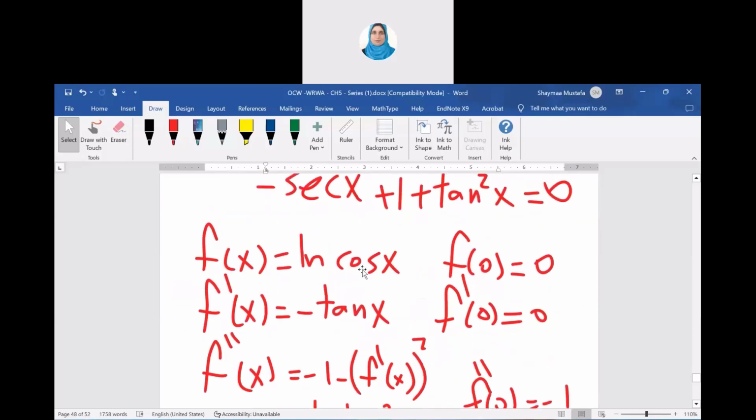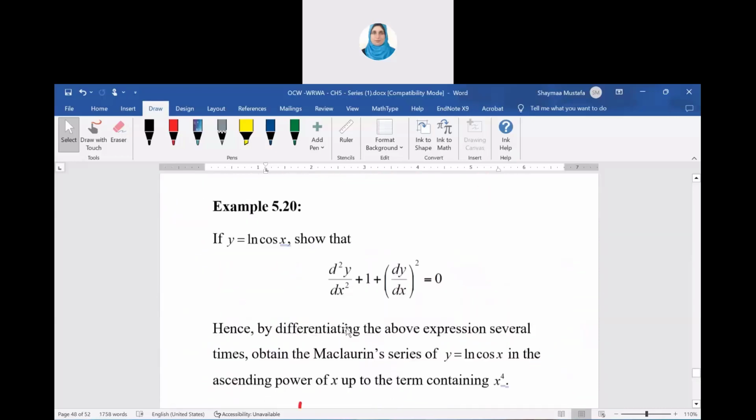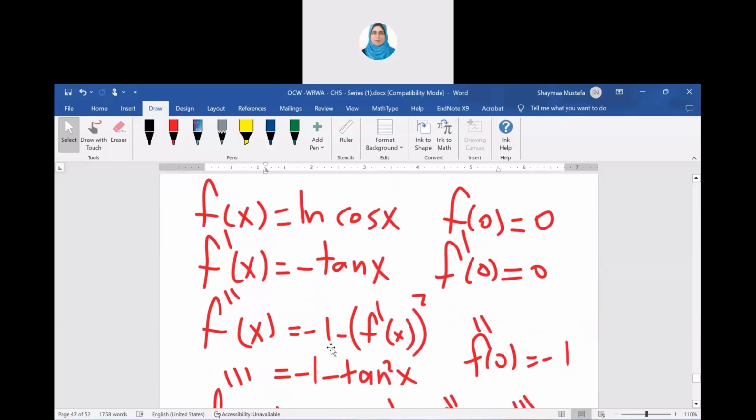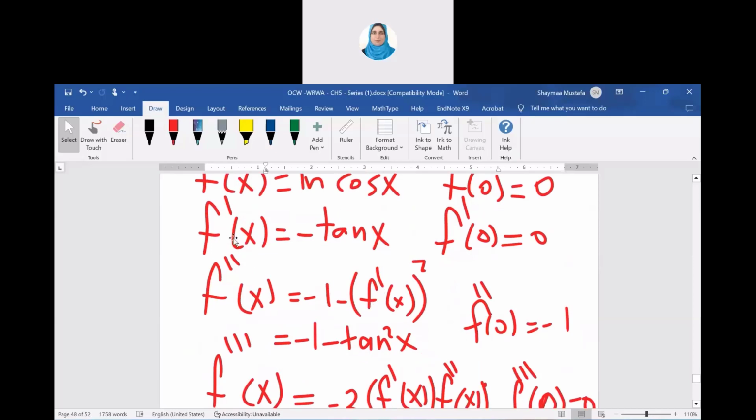Because this is the function, this is the first derivative. Maclaurin means your point is 0. Find the function at 0. Find the first derivative at 0. Now, for the second derivative, I will use this relation. The second derivative is minus 1 minus dy over dx squared, which means the first derivative squared. The first derivative is minus tan x, so minus 1 minus tan squared x. The first derivative at 0 is 0, so this one is cancelled. So the second derivative is minus 1.